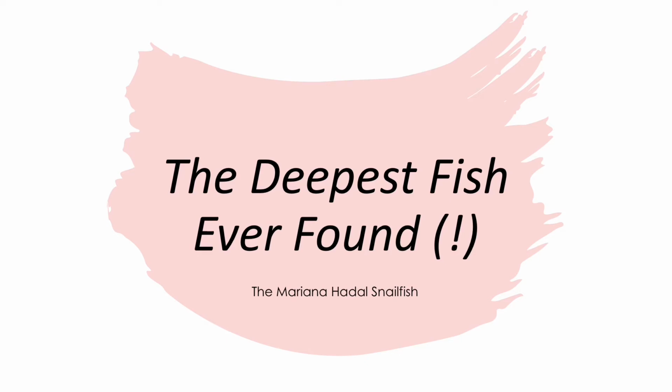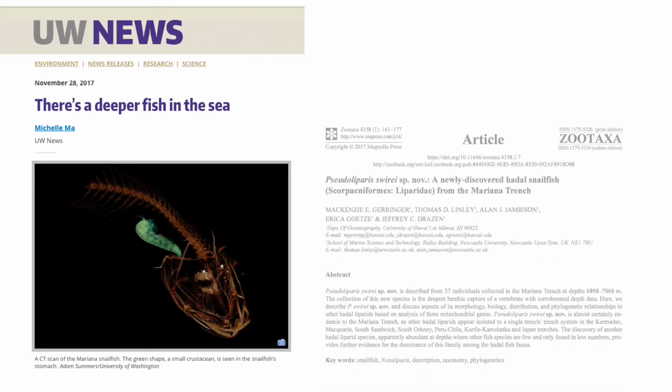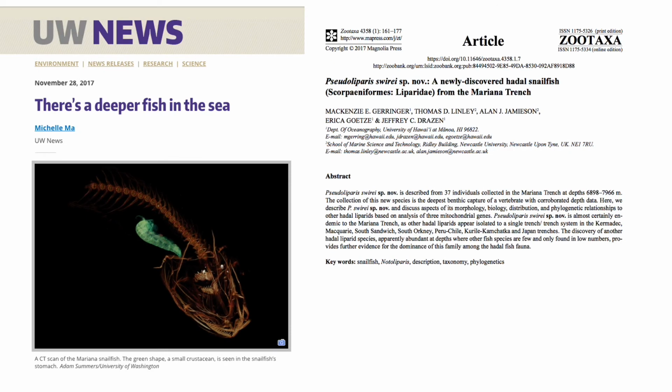So now let's transition into a section where the hadal snailfish was discovered and described. Basically, a researcher from the University of Washington played a key role in discovering this new species. The species was actually first caught in 2014 and again in early 2017, but was only formally described and documented in 2017, which is this paper right here.